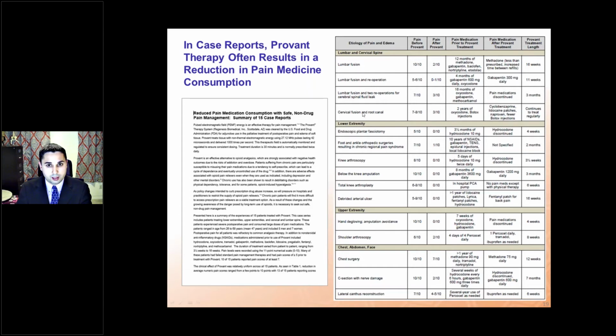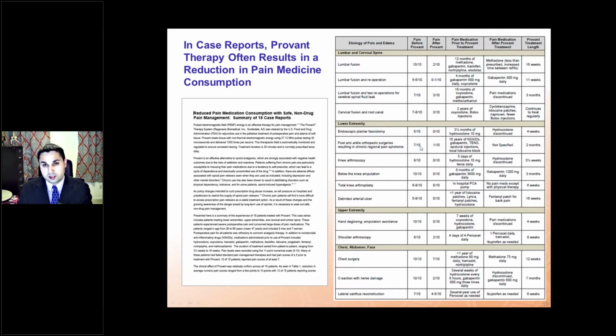plantar fasciotomies, post-cervical fusions, lumbar fusions, post-chest surgery, a lot of post-surgical indications. And basically this particular study was showing preliminary improvements, with pain before Provent and after going down from a 10 to 2, from a 5 to 9 to a 0. But pretty much in all the cases, there was improvement.